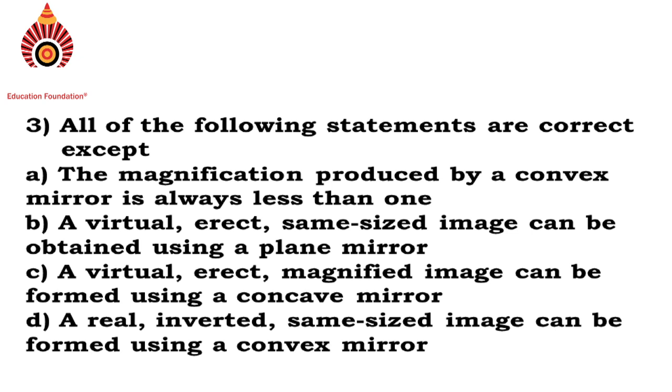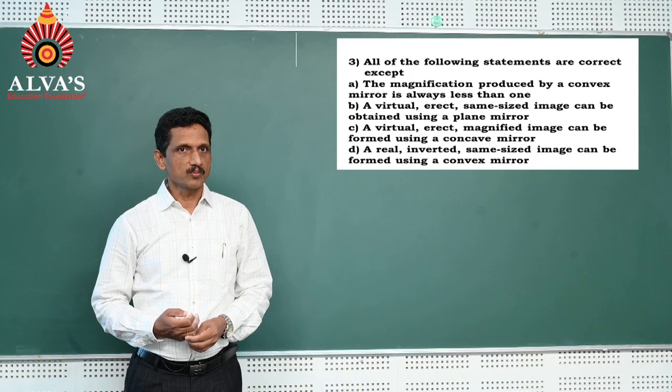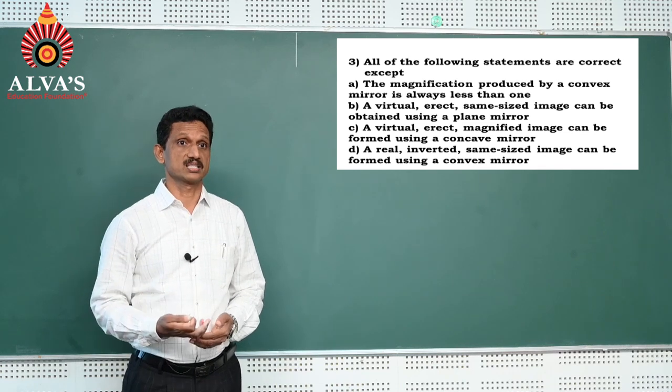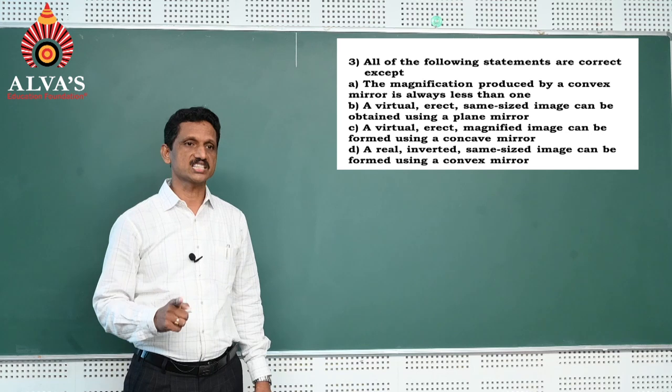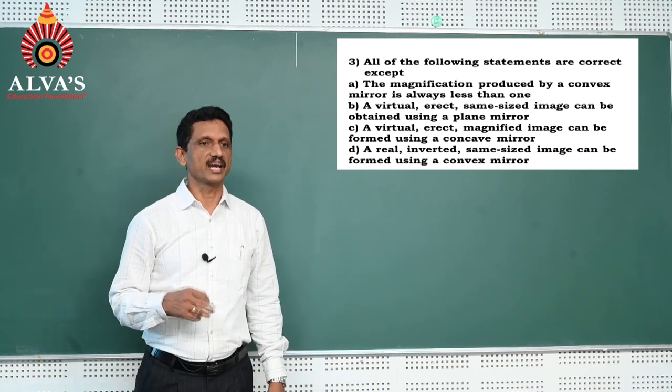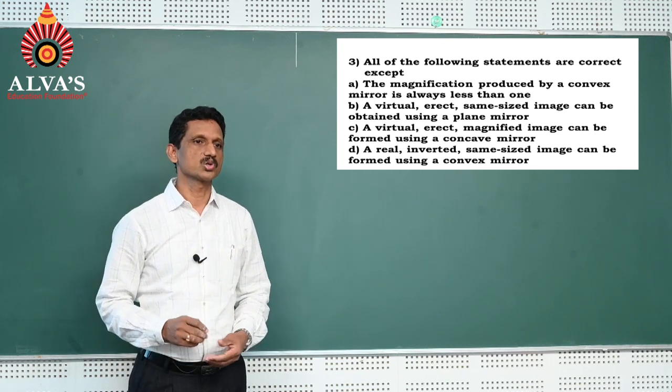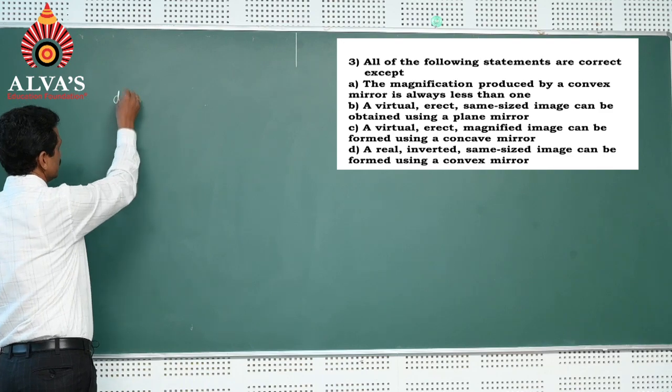Okay, let us move on to question number 3. All of the following statements are correct except: option A, the magnification produced by a convex mirror is always less than 1. B, a virtual erect same sized image can be obtained using a plane mirror. Option C, a virtual erect magnified image can be formed using a concave mirror. Option D, a real inverted same sized image can be formed using a convex mirror. In this problem, our aim is to find the wrong statement, that is, all statements are correct except one. So the option is D. It is a direct question, but you should underline the word except so that you can answer it. The answer is option D.